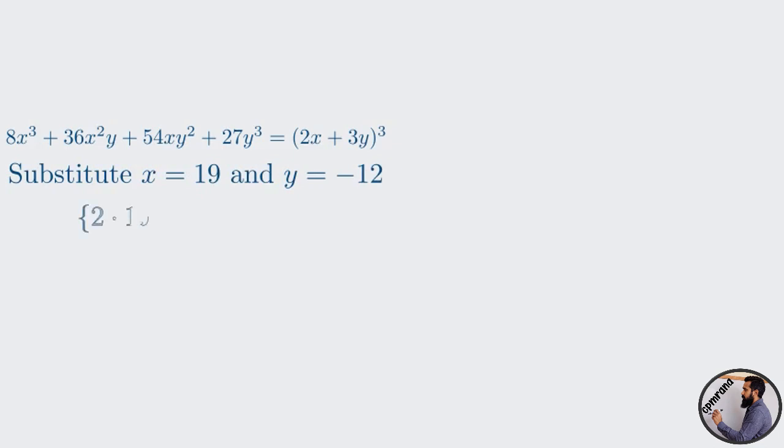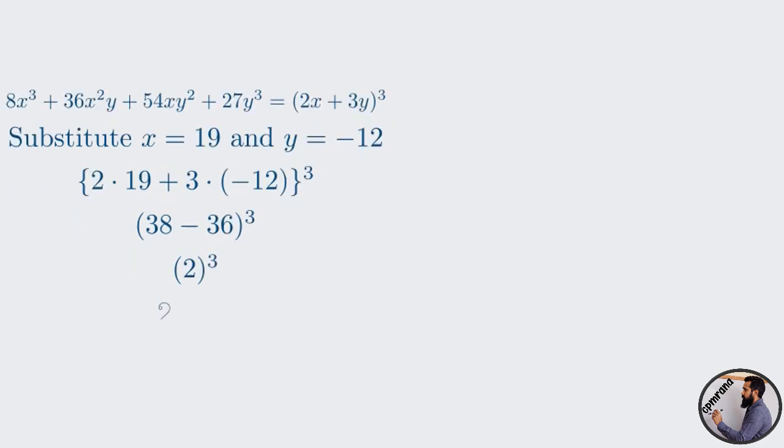Inside the parentheses, we first multiply 2 by 19 to get 38. Then, we multiply 3 by negative 12, which gives us negative 36. 38 minus 36 is simply 2. Finally, we calculate 2 cubed, which is 2 times 2 times 2. That gives us a final answer of 8.